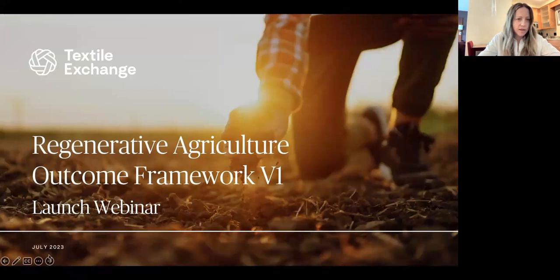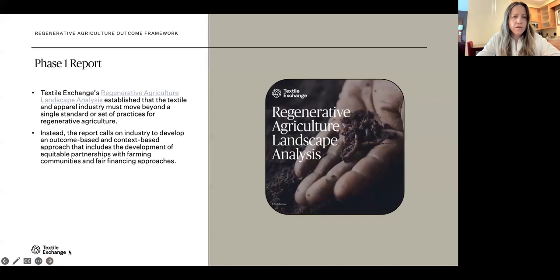If we can move to the next slide, please, Sarah. And just to mention, hopefully everyone on this call has already seen our Regenerative Agriculture Landscape Analysis report that we launched in January of 2022. That was really the foundational report to what we called stop the swirl of all of the different concepts that were circling around in the industry related to regenerative agriculture, and really try to provide a foundation for some of the key concepts, what we know and what we don't know.